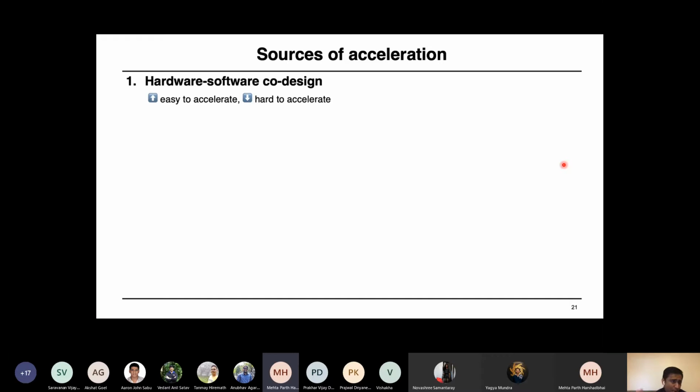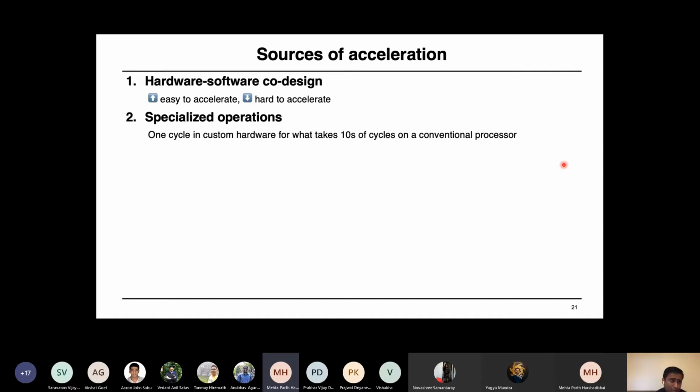Number one, we did hardware software co-design. The idea is simple: you do more of what is easy to accelerate and trade that off for less of what's hard to accelerate in hardware. We also use specialized operations, which means that in custom hardware we did in one cycle what would otherwise take tens of cycles on a conventional processor.